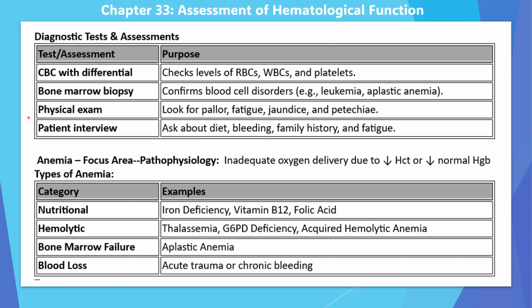Then the physical exam, you look for pallor, fatigue, jaundice, and petechiae. And then the patient interview, ask about the diet, bleeding, family history, and fatigue. Anemia, focus area, pathophysiology. It's all about oxygen delivery due to decreased hematocrit and decreased normal hemoglobin. Here the types of anemia are nutritional, hemolytic, bone marrow failure, and blood loss.